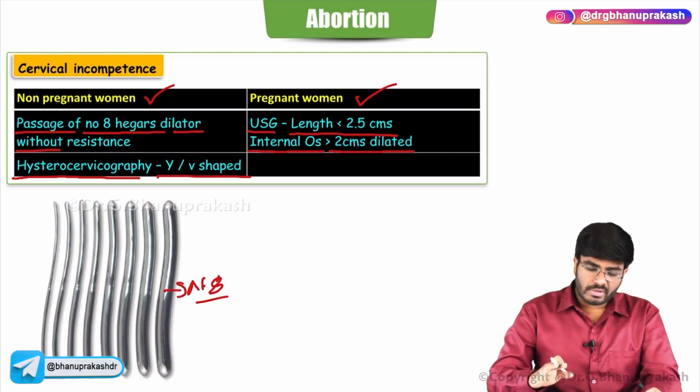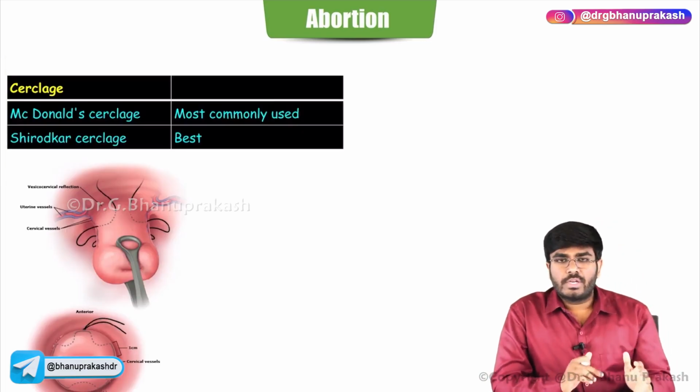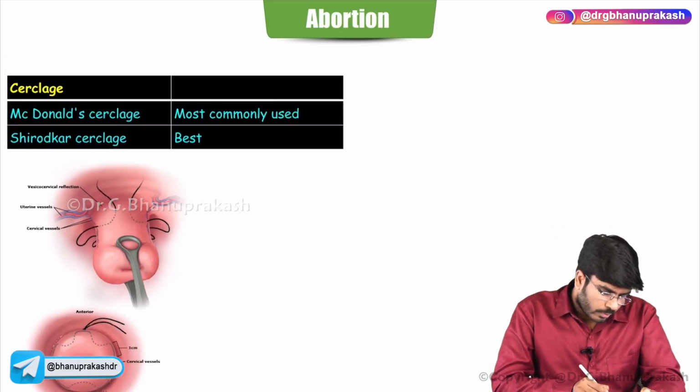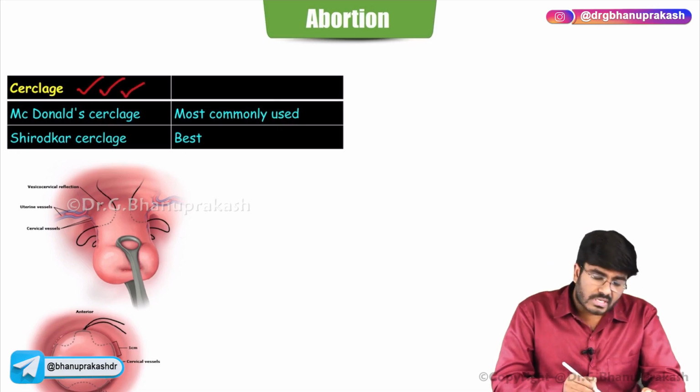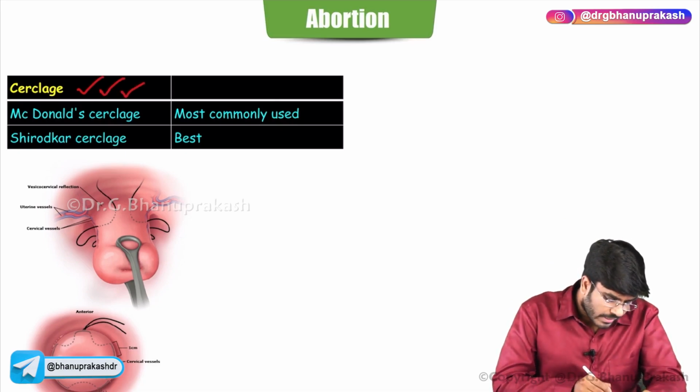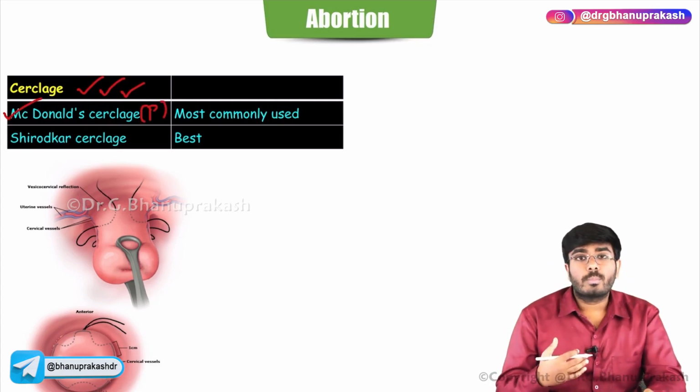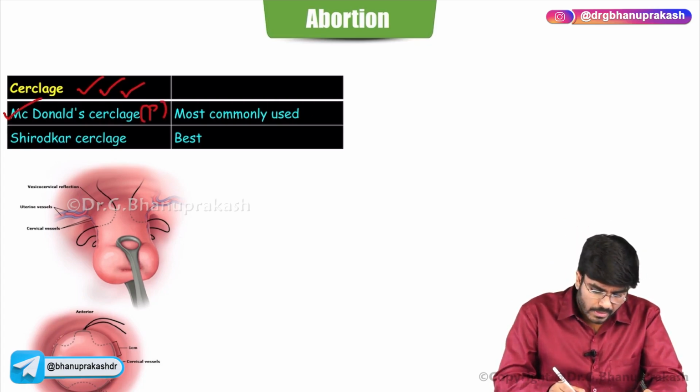Now what we can do, we will discuss. See here, this is what we can do as a management. We are going to put a cervical cerclage. The most common cerclage which we are going to put is McDonald's cerclage, which is preferred. McDonald's cerclage is the more preferred one and it is the most commonly used one.